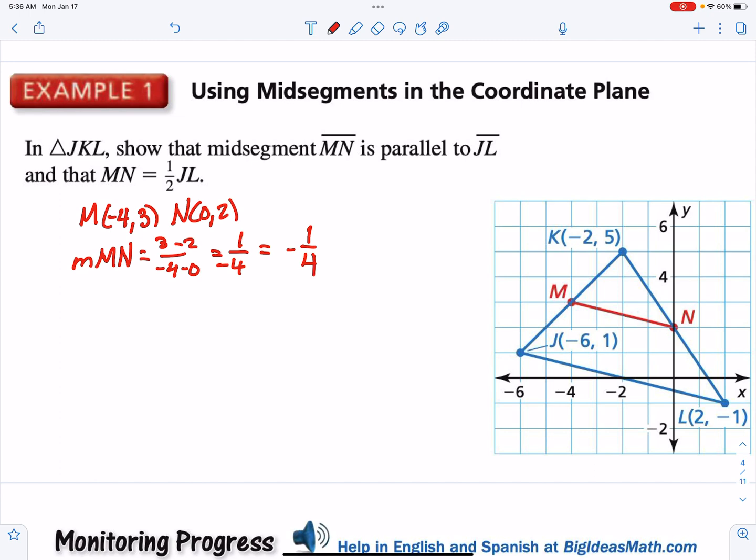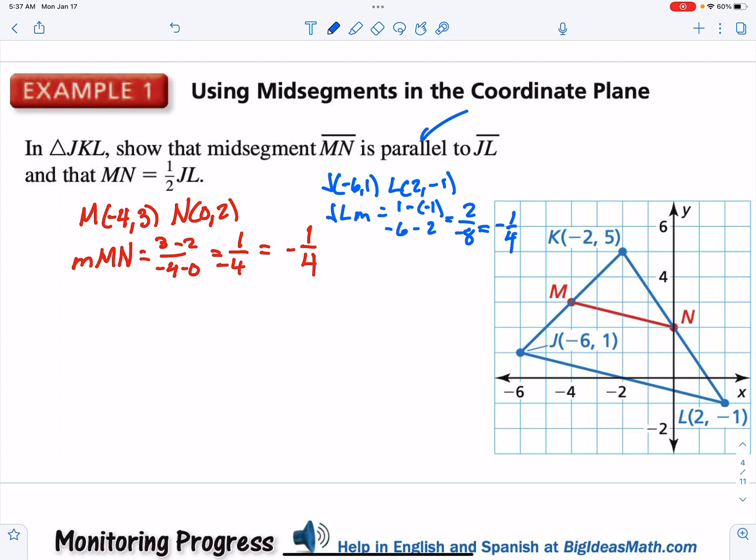Now we're going to look at the base that's parallel to it and make sure that it's parallel. The base that's parallel is JL, and J is at -6, 1, and L is at 2, -1. If we find the slope, we have 1 minus -1 over -6 minus 2, which is 2 over -8, and that reduces to -1/4. So that part checks out.